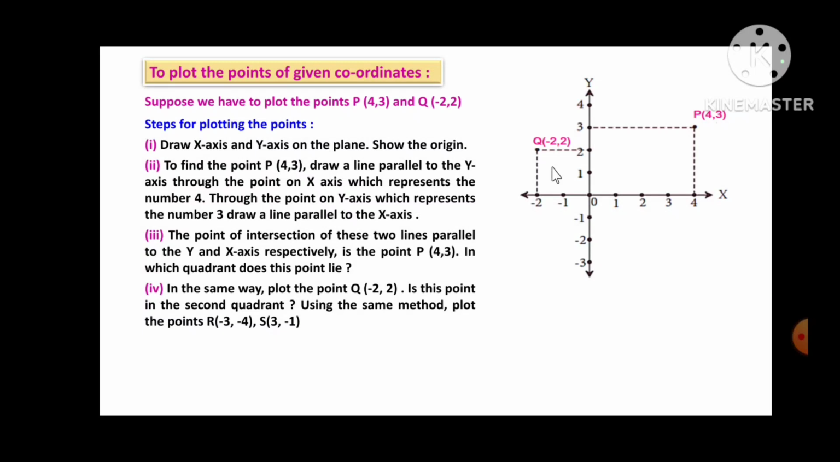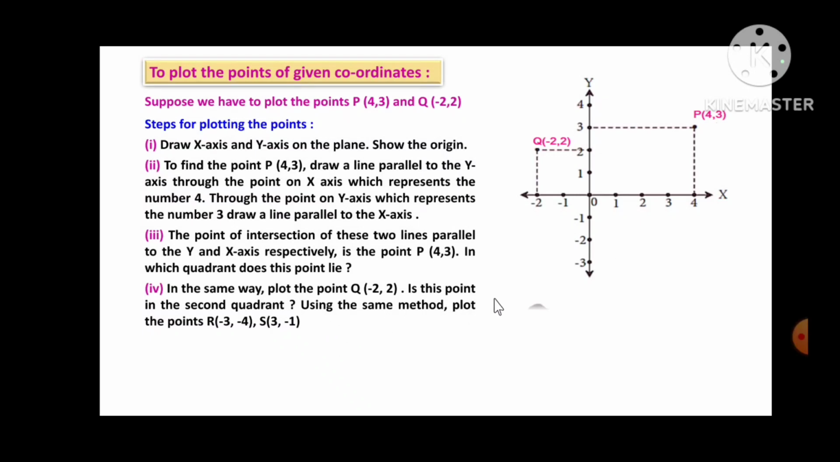In the same way, we can plot other points also, just like R (-3, -4), which is lying in the third quadrant, and S (3, -1), which is lying in the fourth quadrant. So these 2 points you try at home.